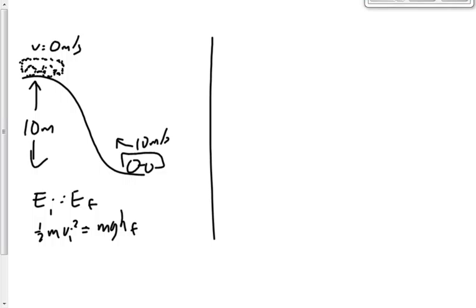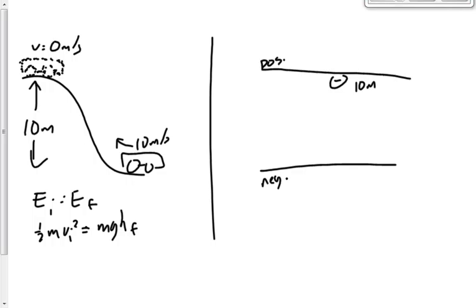Let's go this way again. Here we got our positive plate again. Here we got our negative plate. This time we're going to start with a negatively charged particle moving at 10 meters per second going this way.